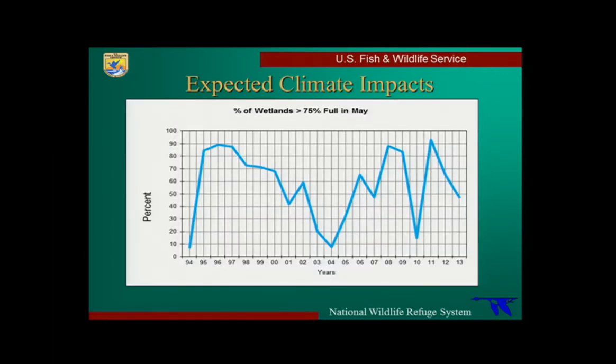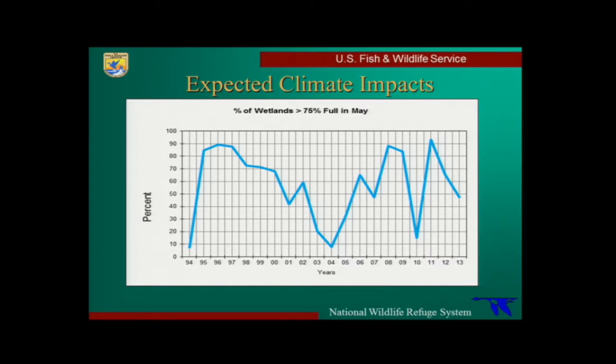So what are our expected climate impacts? This is kind of just from 1994 to the future. This is an index that we use. We basically look at the percentage of wetlands that are greater than 75% full in May. We do a waterfowl pair survey every year. We go out and visit about 100 wetlands, and we sort of put them in a category as far as their depth and how full they are.